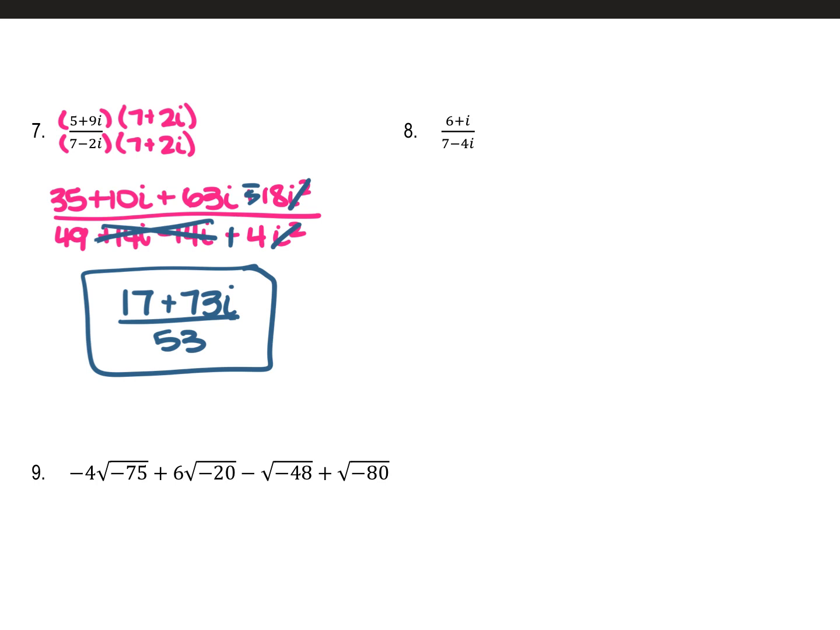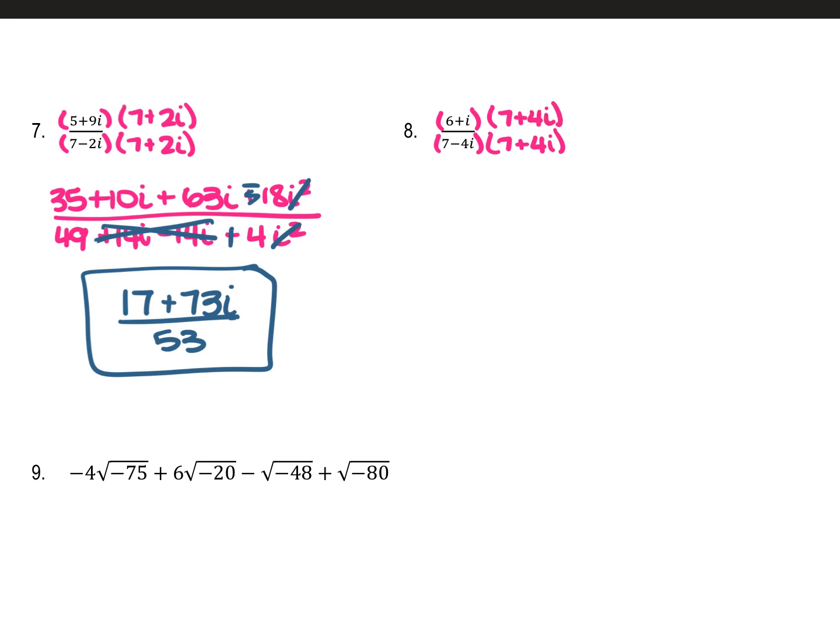For number 8, you're given 6 plus i over 7 minus 4i. I'm going to put parentheses around our numerator first, and then we'll put parentheses around our denominator. The conjugate of our denominator is 7 plus 4i. So we're going to multiply the bottom and the top by 7 plus 4i.